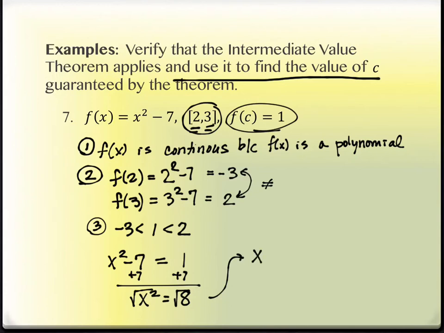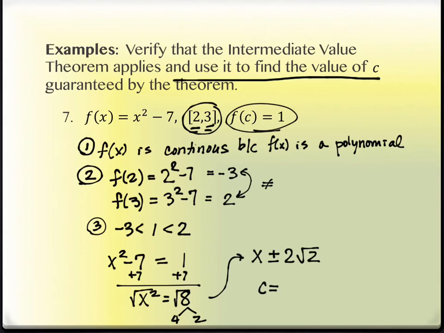So my x value is positive or negative square root of 8. 8 factors into 4 and 2. The square root of 4 is 2. So it's 2 square root of 2. But I need to be a little bit careful. Those are the values where this function is equal to 1. But those are not the values for c. Only one of them is.